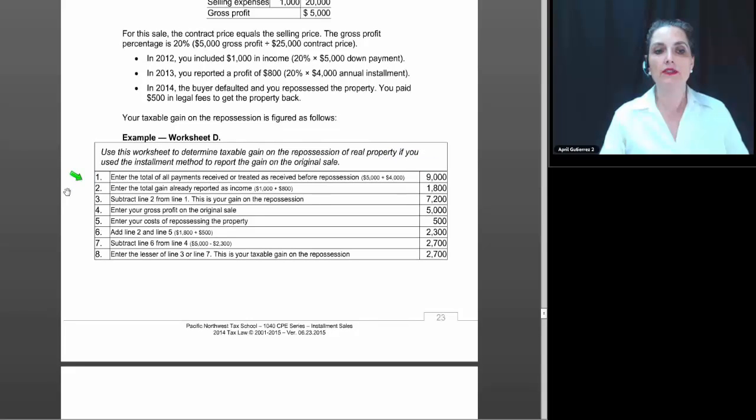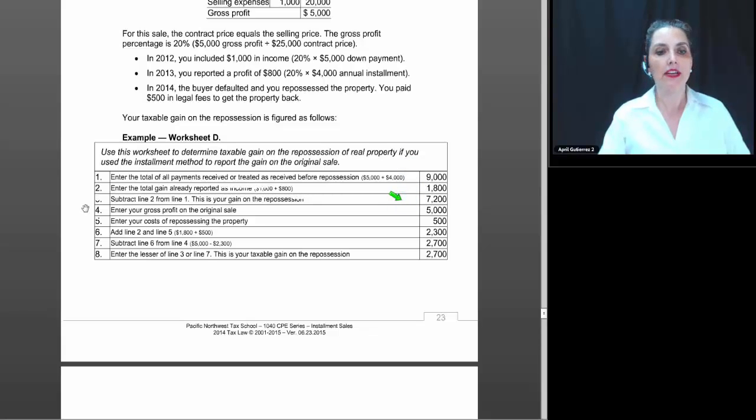Then on line 2, you enter the gain that you already reported as income. Well, in the first year, we had a gross profit percentage giving us $1,000 of taxable income, and in the second year, 20% of the income equaled $800. So the total amount included in income for those earlier years is $1,800. So we're going to subtract $1,800 from $9,000 of total payments received, and we've got $7,200.